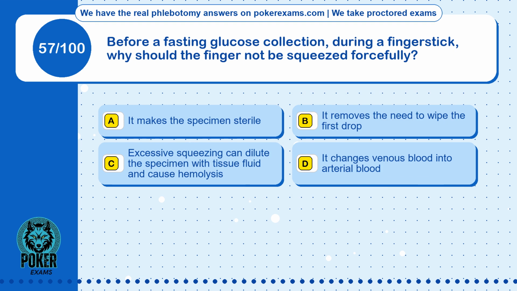Question 57. Before a fasting glucose collection, during a finger stick, why should the finger not be squeezed forcefully? Option A. It makes the specimen sterile. Option B. It removes the need to wipe the first drop. Option C. Excessive squeezing can dilute the specimen with tissue fluid and cause hemolysis. Option D. It changes venous blood into arterial blood.